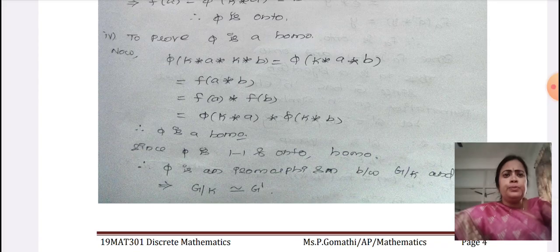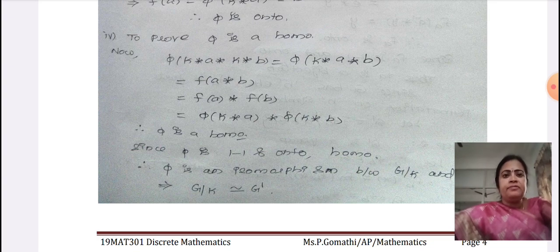And the last one, to prove phi is a homomorphism, you have to prove phi of K star a star K star b is equal to phi of K star a star phi of K star b. So consider the left hand side. That can be written as phi of K star a star b, which is equal to f of a star b. By the definition of homomorphism, this can be written as f of a star f of b. And f of a is nothing but phi of K star a, and f of b is nothing but phi of K star b. So phi is a homomorphism.